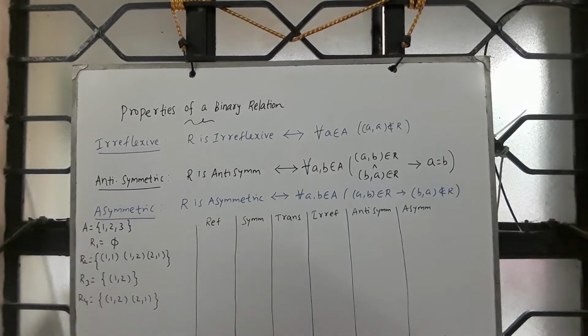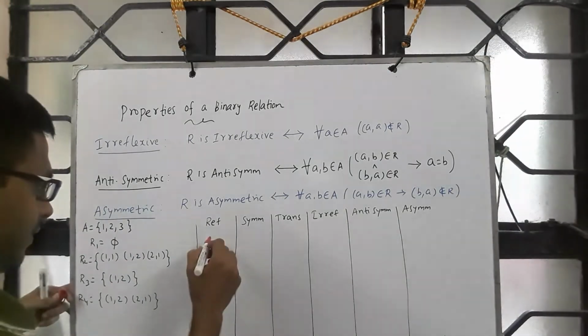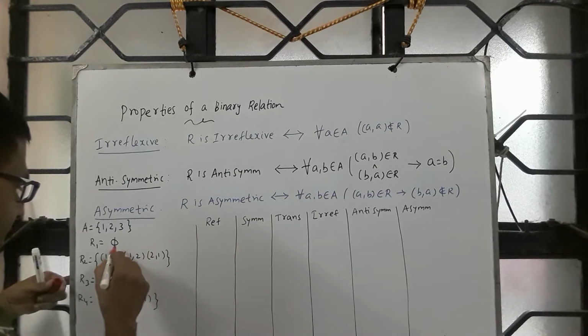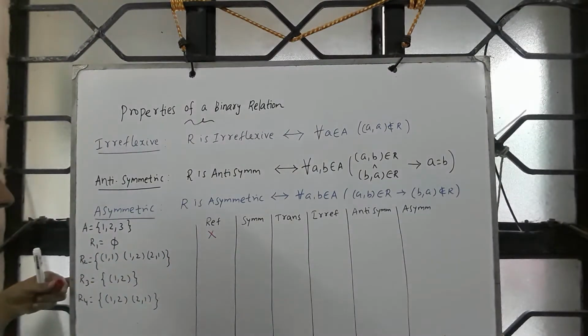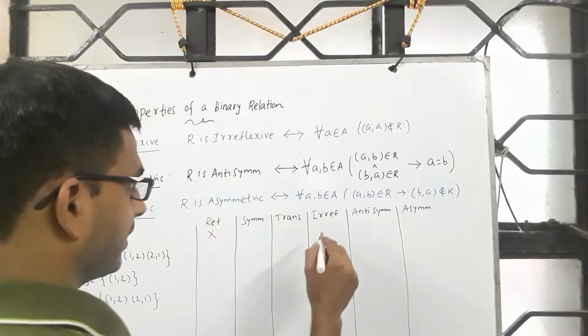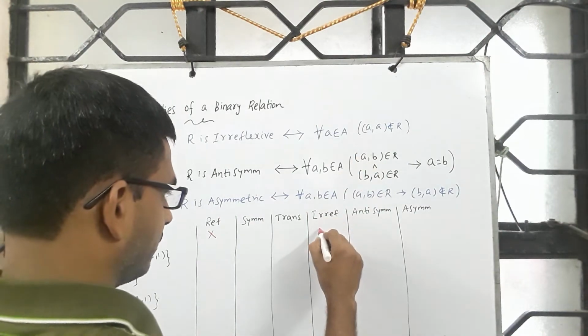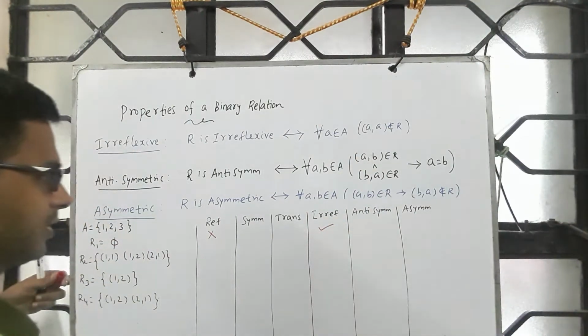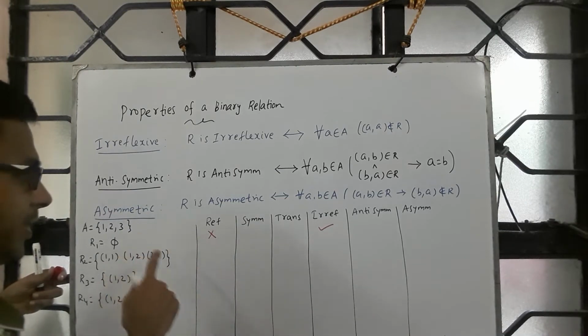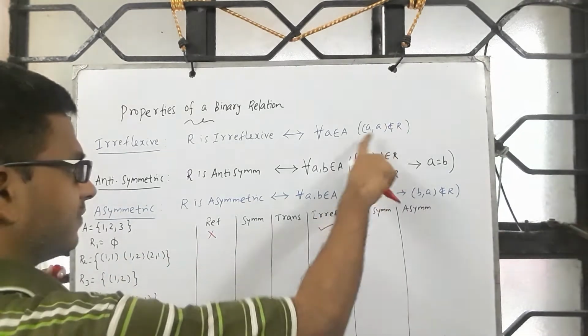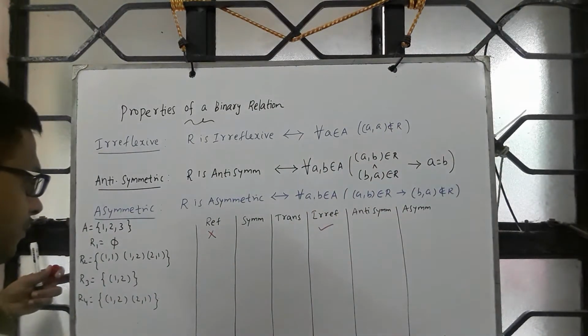So for the set {1, 2, 3}, if it is the empty set, we saw that for all A belonging to the set, (A, A) must be there, so it is not reflexive. But for all of them, (A, A) is not there, so it is irreflexive. Reflexivity says (A, A) belonging to R for each A. Irreflexivity says it is not.